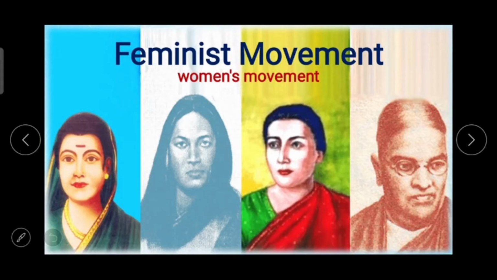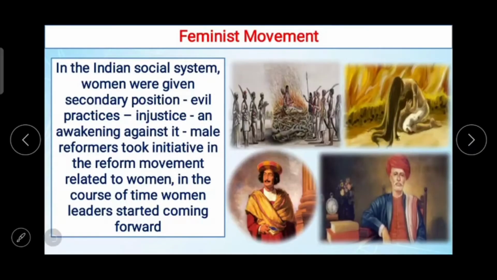Now in short or in general, to understand the concept of the feminist movement, we can call it women's movement, or we can say that the movement which asks to give the rights of women, that movement is called feminist movement. Or in general, the voice of the feminist movement is for the women. So in the Indian social system, women were given secondary position. Everywhere women were given secondary position, and if you go through the history of our country, then you can easily understand the position of women in our society.